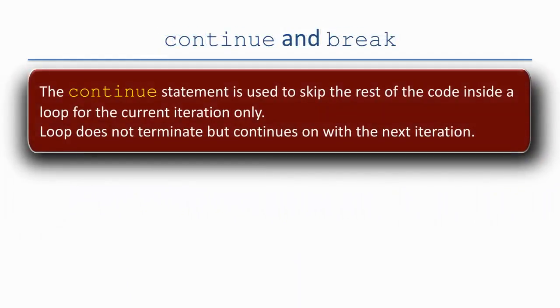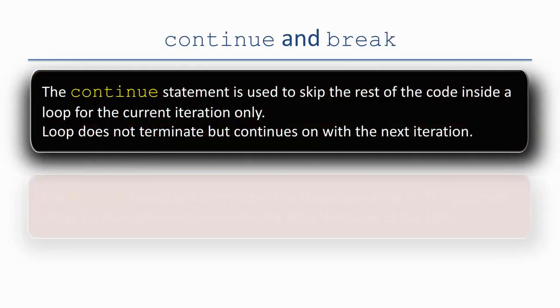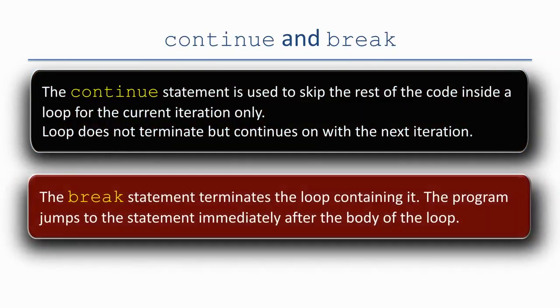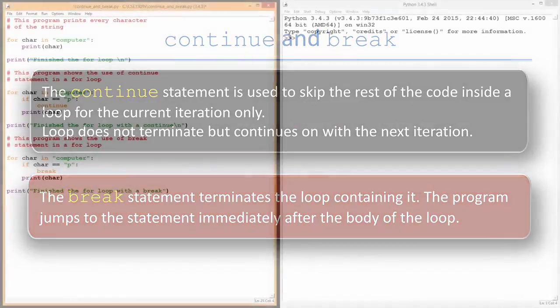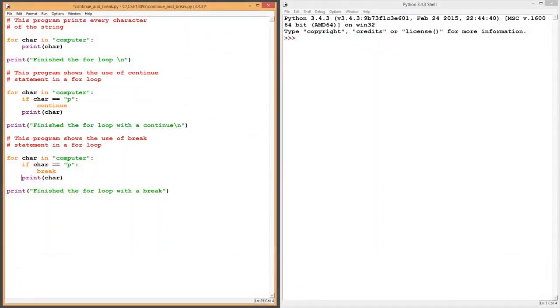The continue statement is used to skip the rest of the code inside the loop for the current iteration only. The loop does not terminate but continues on with the next iteration. The break statement terminates the loop containing it. The program jumps to the statement immediately after the body of the loop. Let me show you examples of continue and break statements in Python.